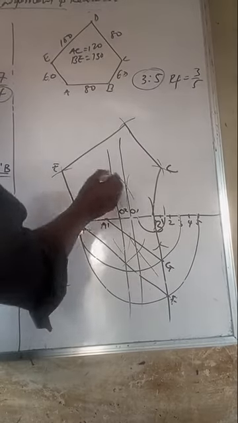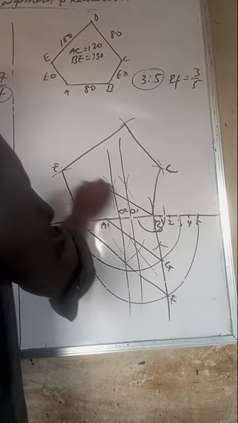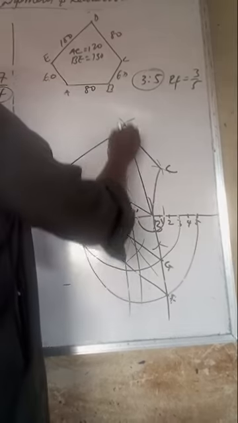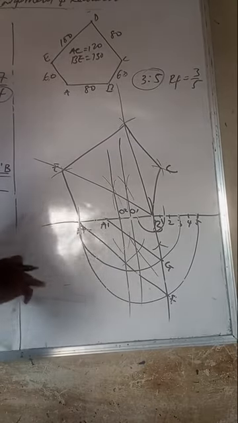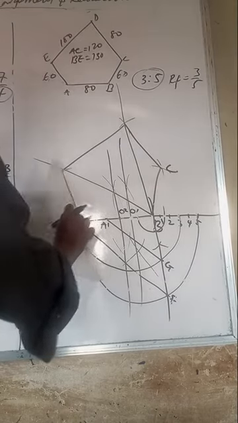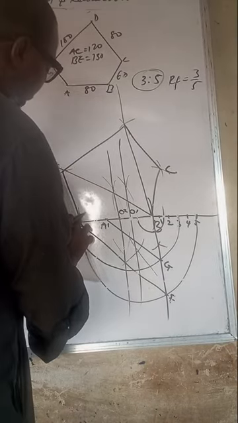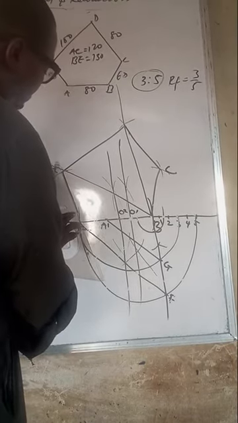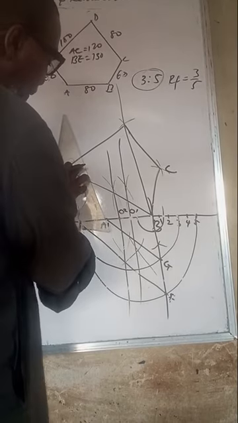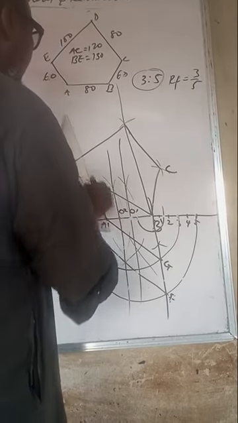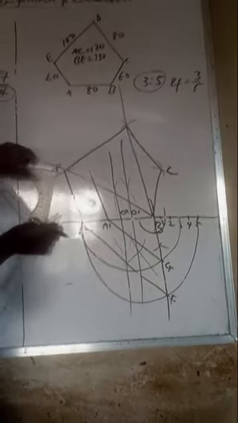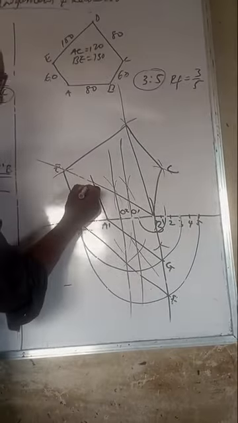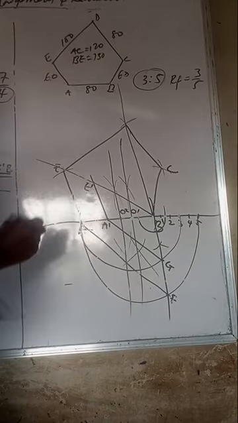So what do you do next? Draw radial lines from B like this and like this. Then you're going to transfer AE to A prime. Bring it here until you reach the radial line. This is the radial line, so this place is E prime.